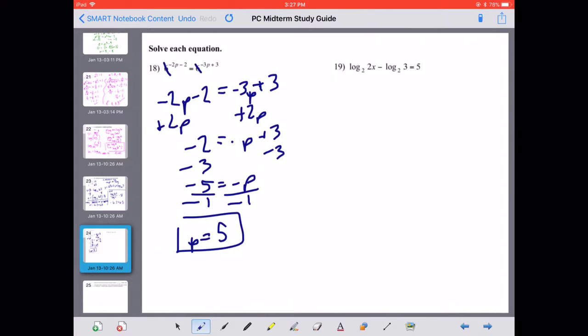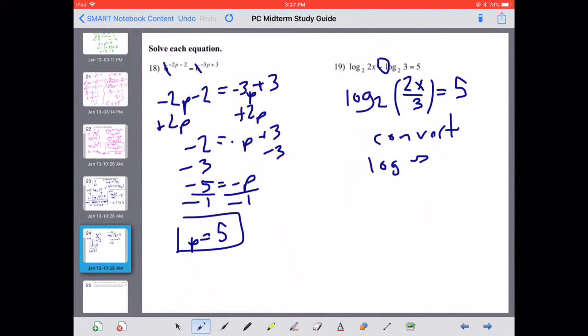The other one, though, we almost have log base 2 on all sides. Unfortunately, we don't. So we just need to combine our two logs together, and remember we said we have subtraction, so the way we would combine these two logs is by doing division here. And then if we only have log on one side, that's when we need to convert to the other form, which here would be converting from log into exponential. So our 2 stays the base, but then we swap the other two pieces. So we get 2 raised to the power of 5 equals 2x over 3.